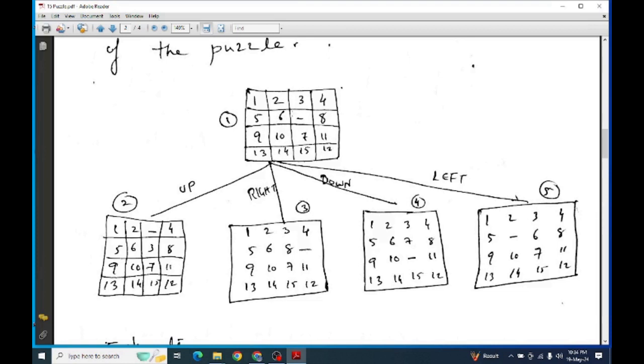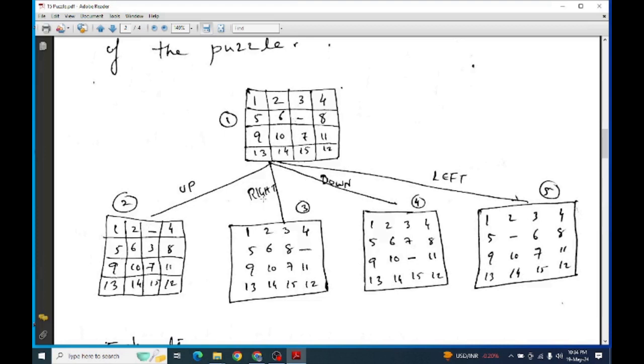From here we are starting to reach the goal state, that is, we are trying to make the tiles in the correct order. Moving up means you are moving this vacant space up, that is, pulling this tile down. Here you have pulled the tile down, the vacant space is moved up, and this arrangement is marked state 2. You will reach state 2 from the initial state by one move, that is, simply moving the vacant space up.